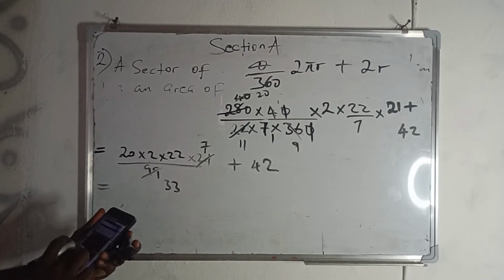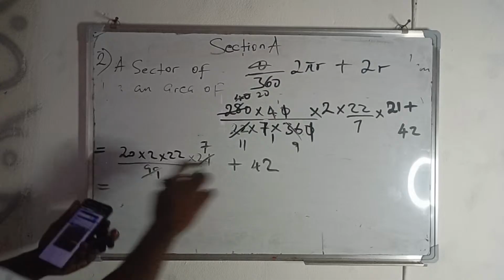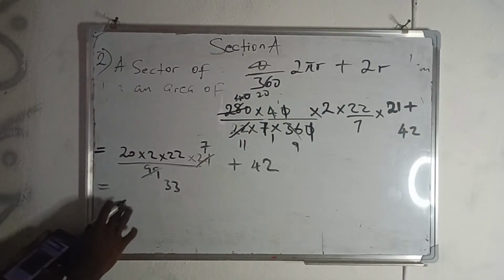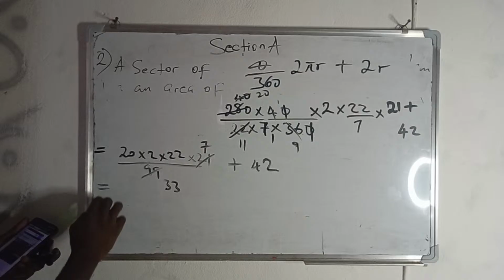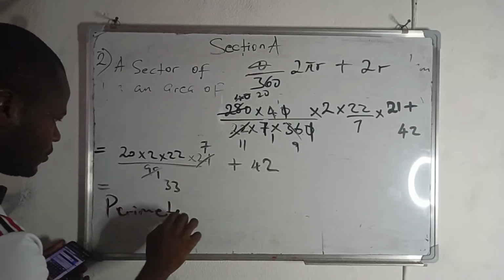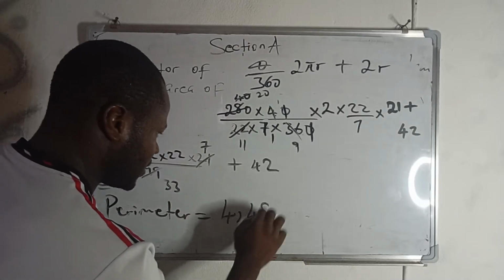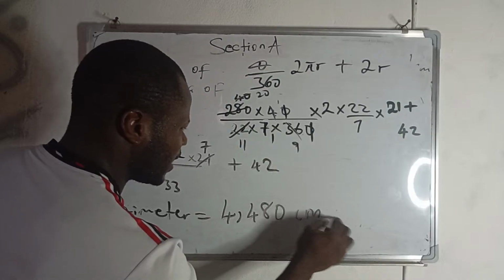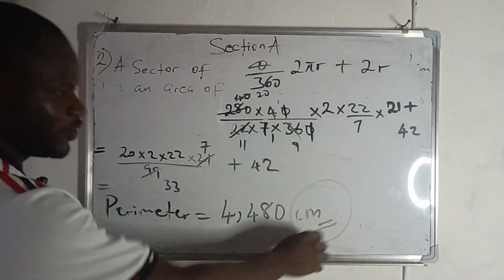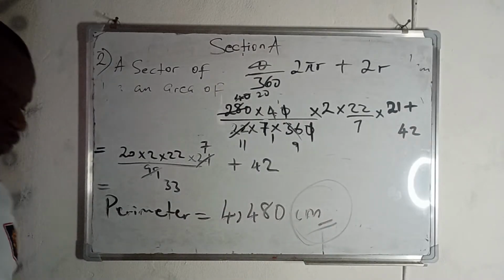So we have divided by 33. Then the whole of this thing will now be added to 42. Once we do this, we notice that our perimeter will now give us 4,480 centimeters. Remember, don't joke with your unit. This is perimeter. Then we'll move to construction.